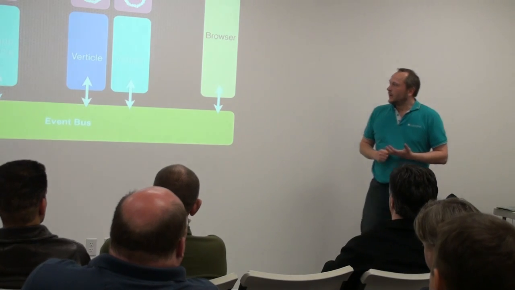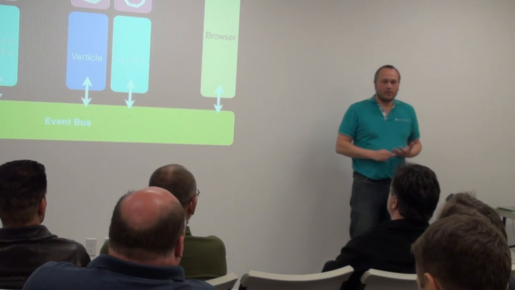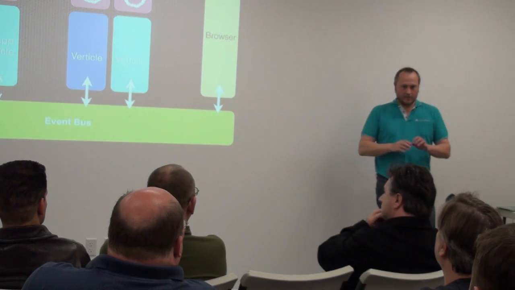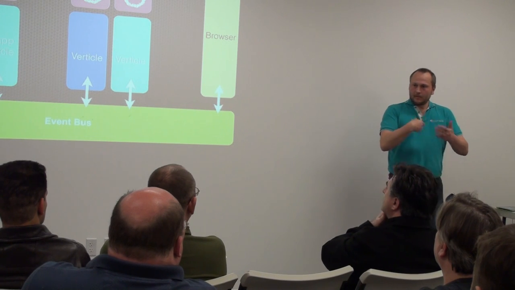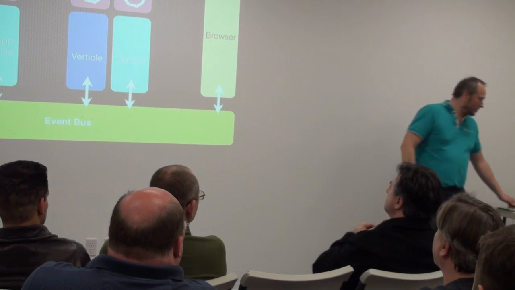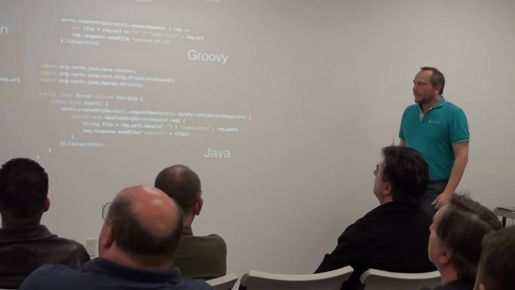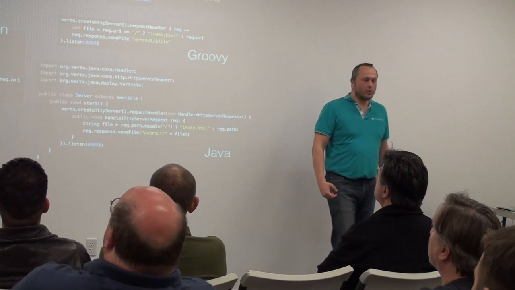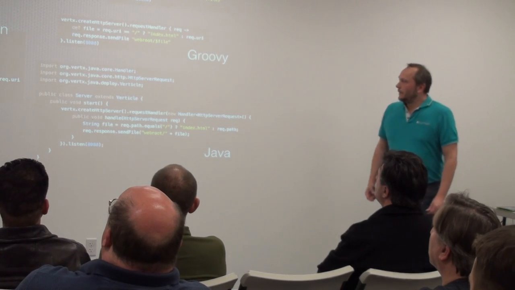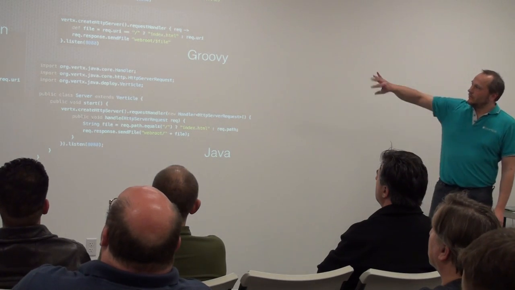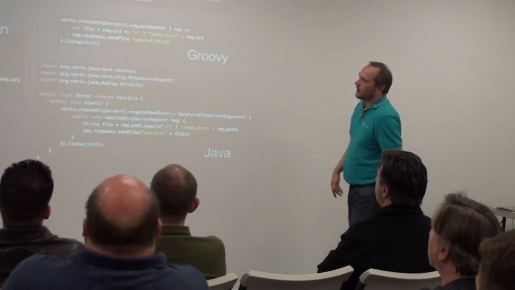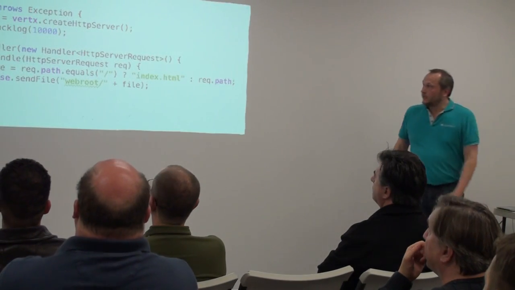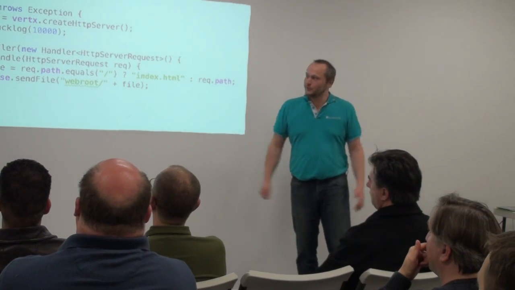And Vert.x provides a simple JavaScript API. There's just an event bus, register handler on message, and then send message. You can send messages. I mentioned it's polyglot. This means you can write your code in different languages. It all looks very similar. In this example, I'll show the Java version, because we're in the Java user group, right?